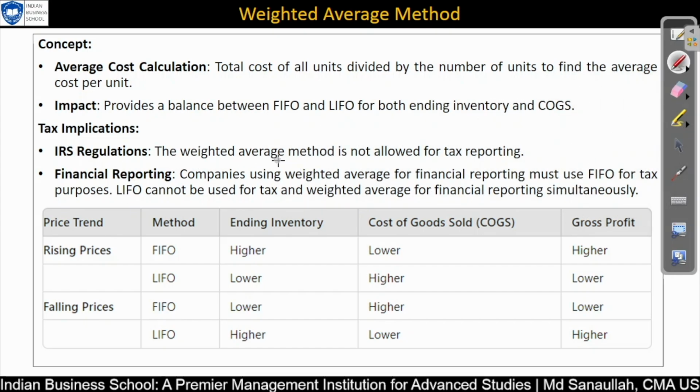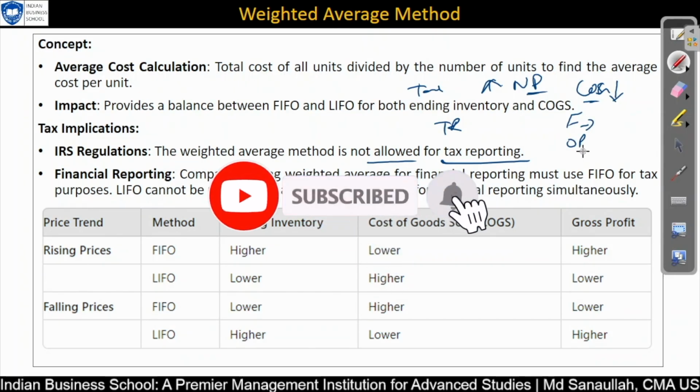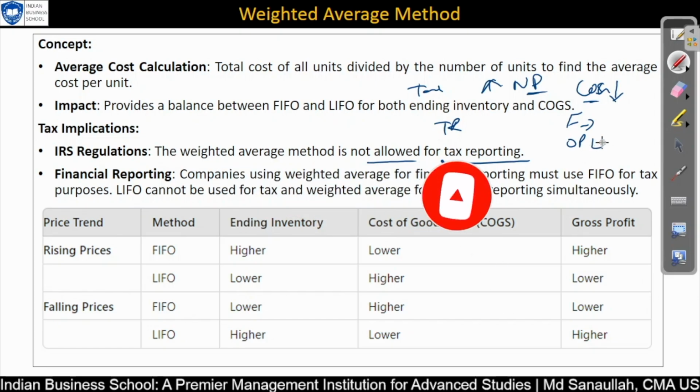From a tax point of view, under IRS regulation, the weighted average method is not allowed for tax reporting, because the tax intention is to increase your net profit as much as possible. How will net profit increase? When your cost of goods is low. How will your cost of goods be low? When you charge a lesser price. Normally in FIFO we are charging the old price, and old prices are normally considered the cheapest or lowest price. That is why for tax purposes they keep on saying to use the FIFO method.